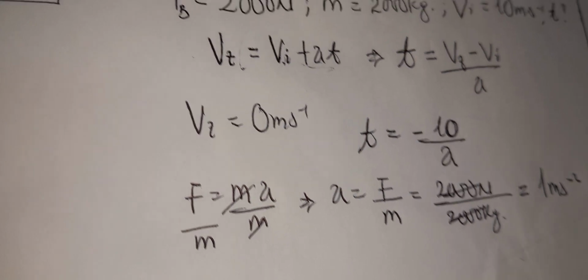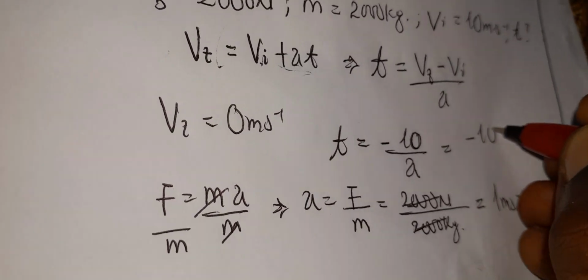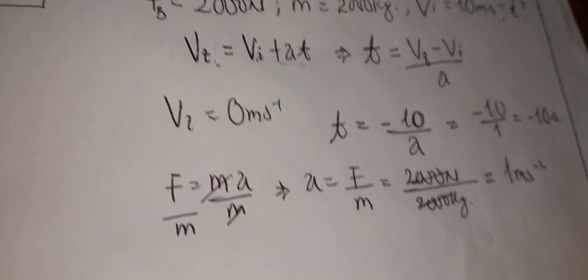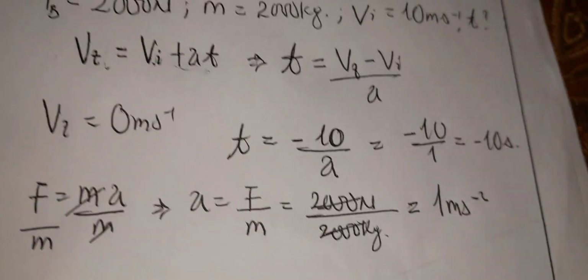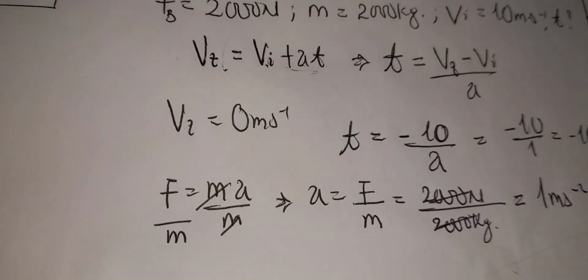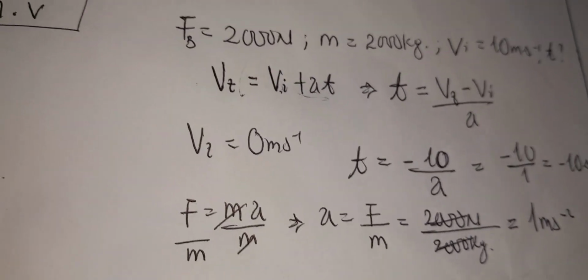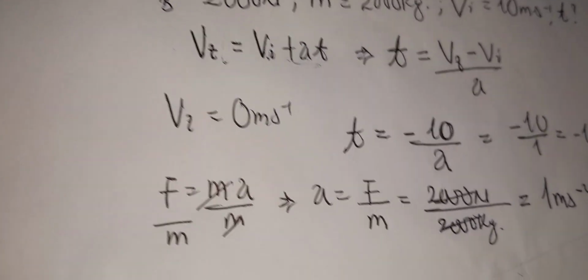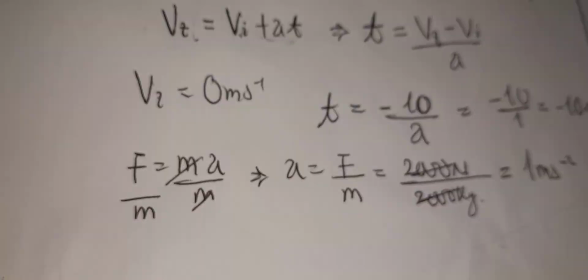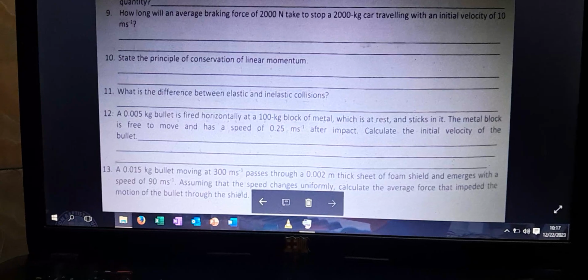Now substitute the value in this, it now becomes minus 10 over 1 equals minus 10 seconds. So it will take 10 seconds. The minus is actually telling us that there's a retardation, like the velocity is reducing. So the minus sign is telling us there's a retardation, it's coming to rest. All right, so we'll move to the next question.